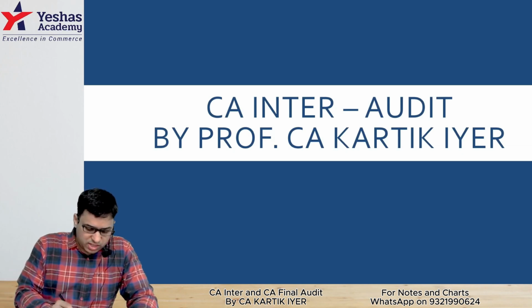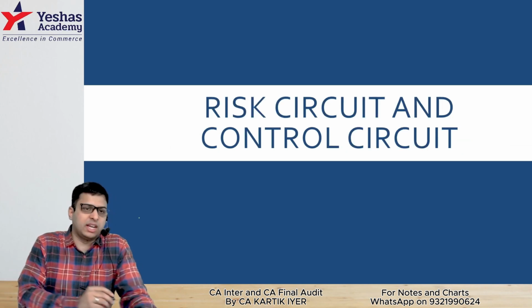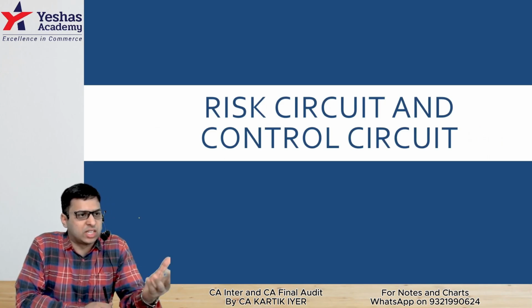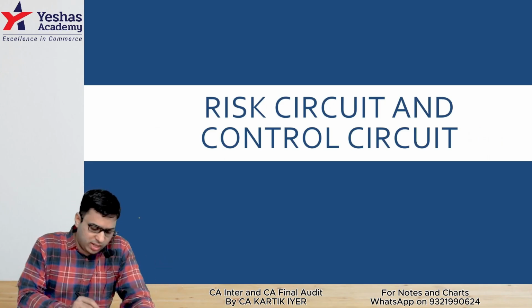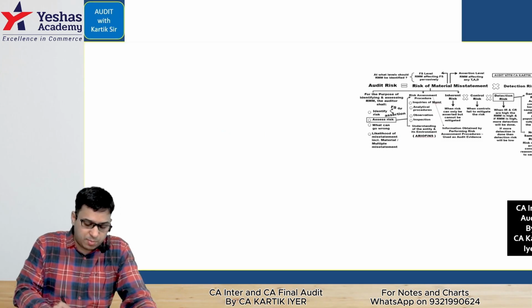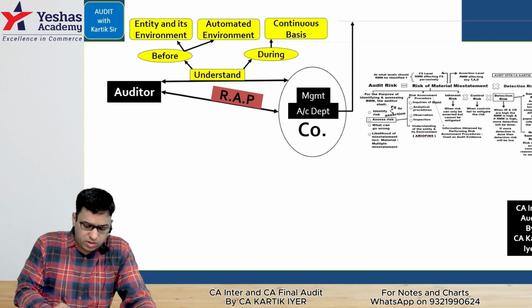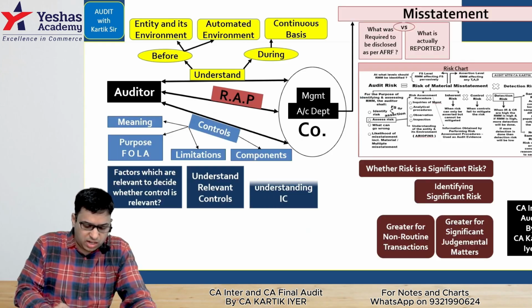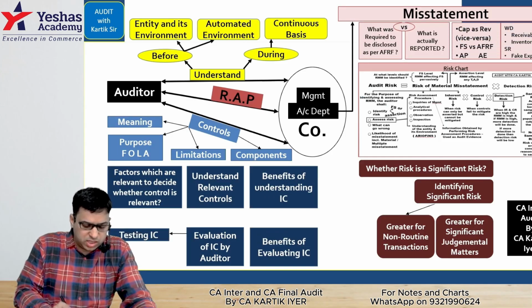Okay, everyone, let's start with chapter number 3. We are entering into risk circuit, control circuit. That is how we did it. Now, in this, we did this risk chart basically, in which risk chart plus the other areas which were there, which basically looks like this in our chart book or in the charts. So, this is what we completed.